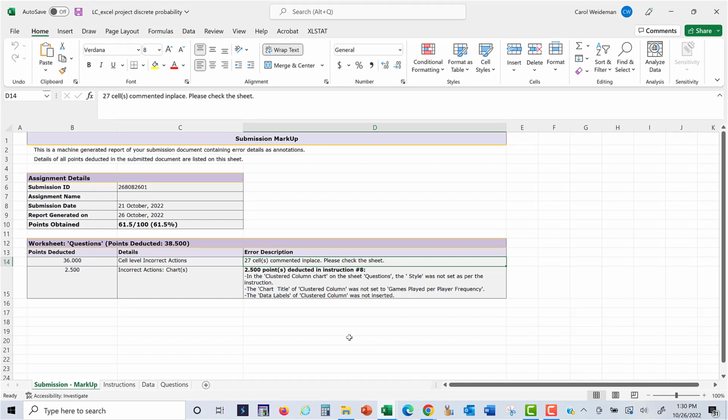So this is your file. And if you look on the first page where it says submission markup, this summarizes your score. You've probably seen this, I assume. It'll tell you where points were deducted. So it says 27 cells, you lost 36 points here. 27 cells, comment in place, please check the sheet. So the sheet is the question sheet.